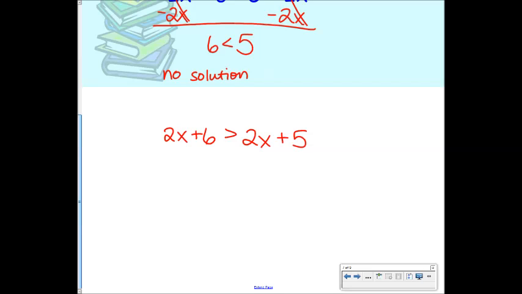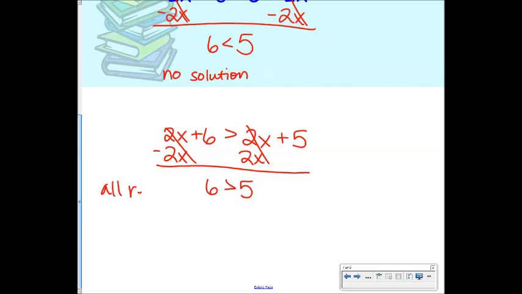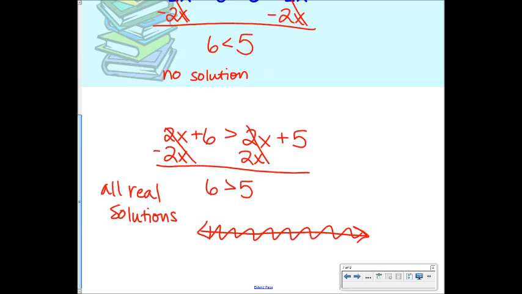All right, and we do the same thing here. We're going to subtract our 2x, and I end up with 6 is greater than 5. In this case, if 6 is greater than 5, that's true, so that would be all real solutions, which means if I want to put that on a number line, I'm essentially just coloring in my entire number line. Because no matter what you plug in for x, it's going to be true every single time. That's called an identity. That means no matter what you have for x, everything is true. All reals is a fine answer for that.